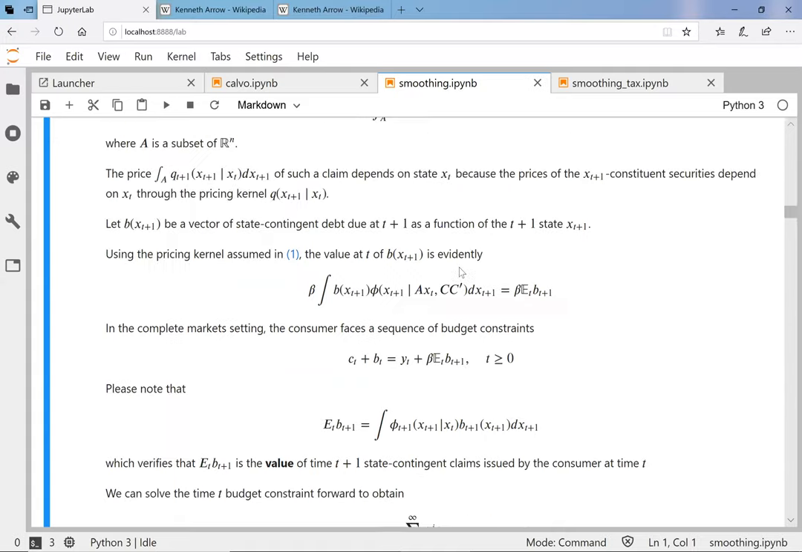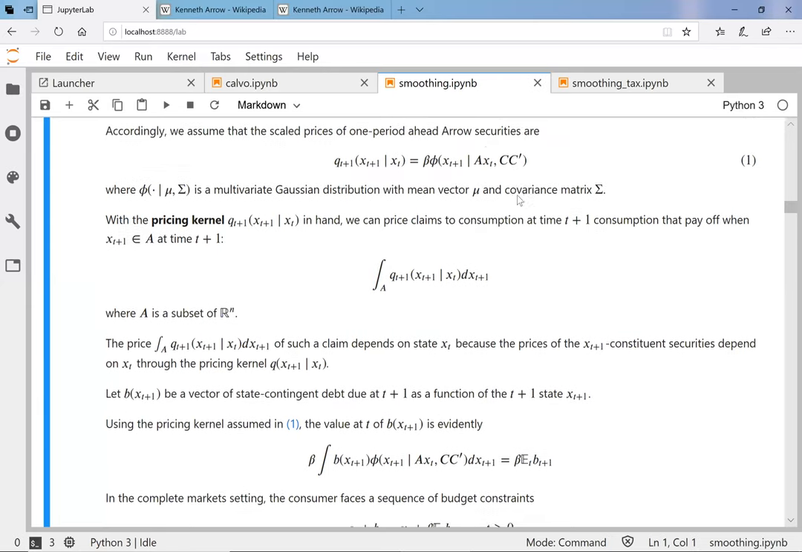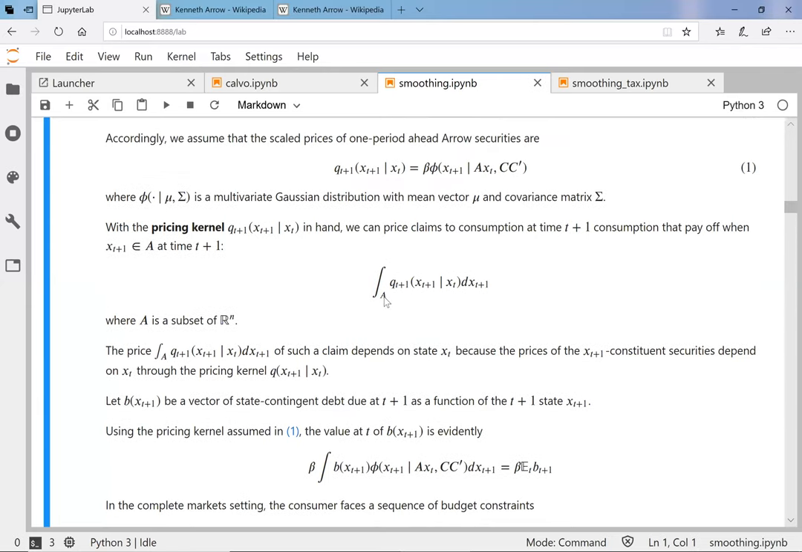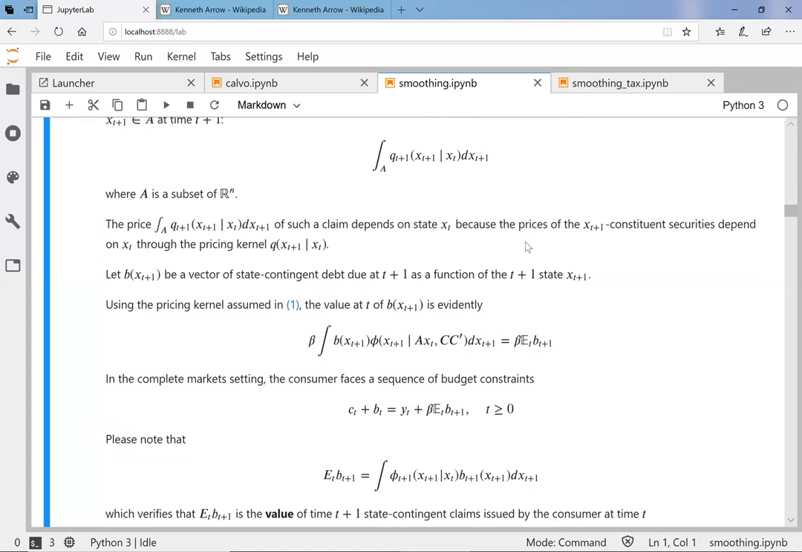And this is all a consequence of my assumption about this thing's a risk-free rate. Okay, no. Only if A is the whole set. Okay, it's a consequence of this being my pricing kernel, and I'm assuming that's exogenous. Okay, that's it.